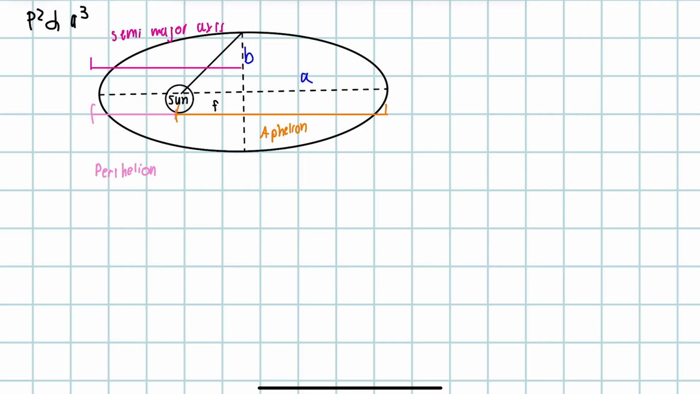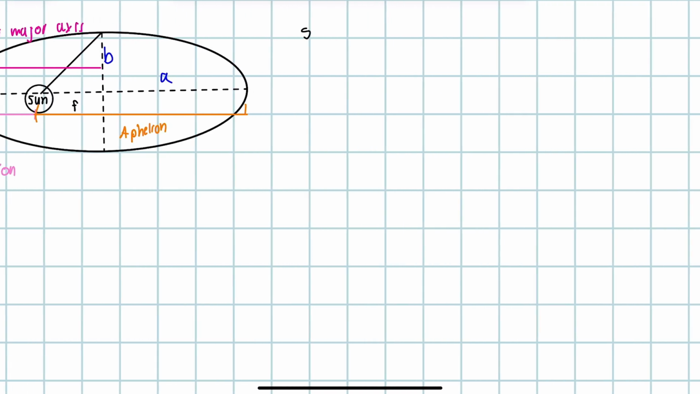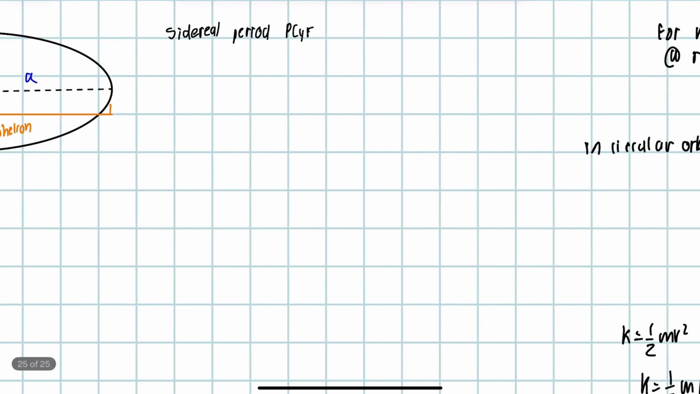So some values for this that we can draw out in a table are going to follow the format of the sidereal period, P in years, and then we're going to have the semi-major axis, A in AU, and then we have P squared and A cubed.